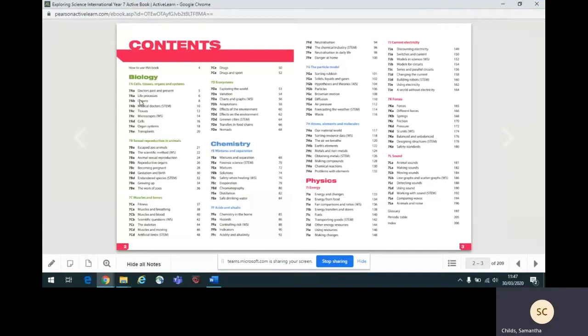The list of contents can be found at the beginning of each book. This shows the units which are in the book. Biology units are units A to D, chemistry units, units E to H, and physics units, which are units I to L. This is the same whether you are using the year or subject set of books.